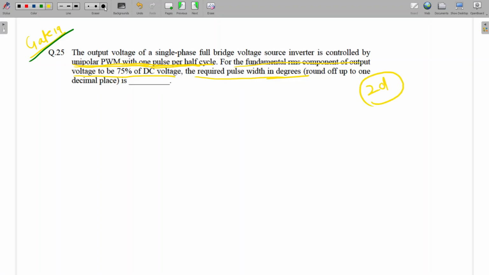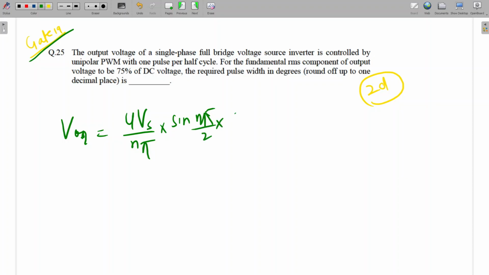If this kind of a statement will be there, like one pulse per half cycle, single PWM, and pulse width, then it will come under this section. So what is the formula already we know? VO of N is equal to 4 Vs upon N pi into sin N pi by 2 into sin Nd into sin N omega t. So we have to calculate the pulse width.